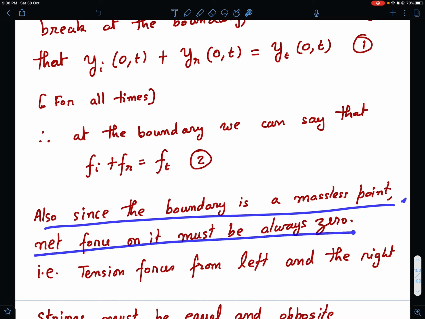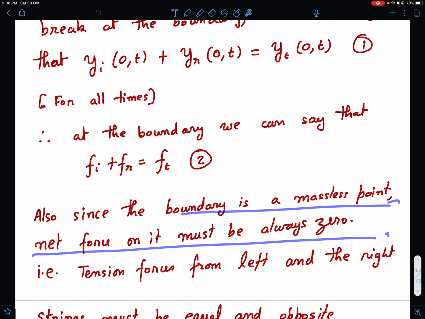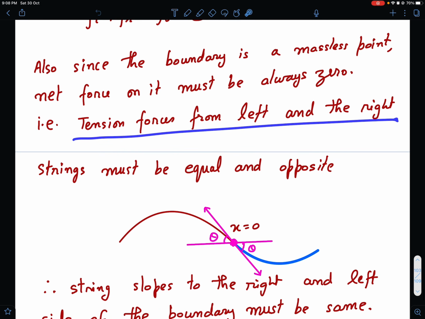Now also, since the boundary is a massless point, exactly at the boundary you can think of the boundary as one molecule thick or having negligible mass, and on a massless point the net force is always zero. Also, since the boundary is a massless point, net force on it must be always zero. That is, tension forces from the left and the right strings must be equal and opposite.